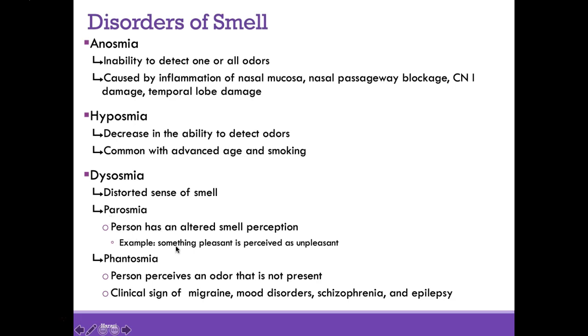So for example, every time you smell roses, you want to throw up or something because of an association that you have. So it's your brain distorting the stimulus. Or you could even have phantosmia, which is a perception of an odor that is not even present. Sometimes people who suffer from migraines or other mental disorders can actually perceive a scent that's not there.